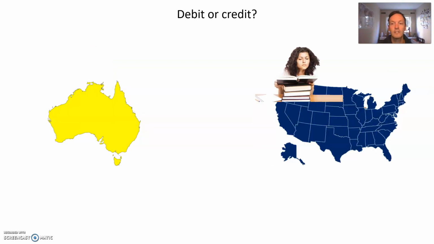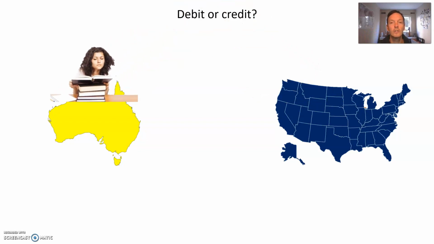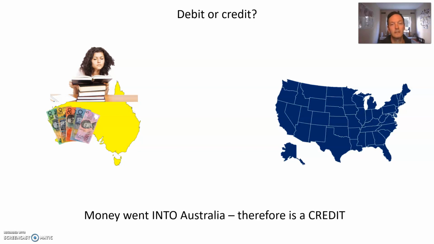And another one: we've got an American student who's coming over to Australia to study. Here you might think, oh, she has come over, and so therefore the money goes the other way, but the money is going to come from America into Australia. So just follow the flow of money, and that will tell you whether it's a debit or a credit. If the money flows into Australia, then this is a credit, because the money came in.